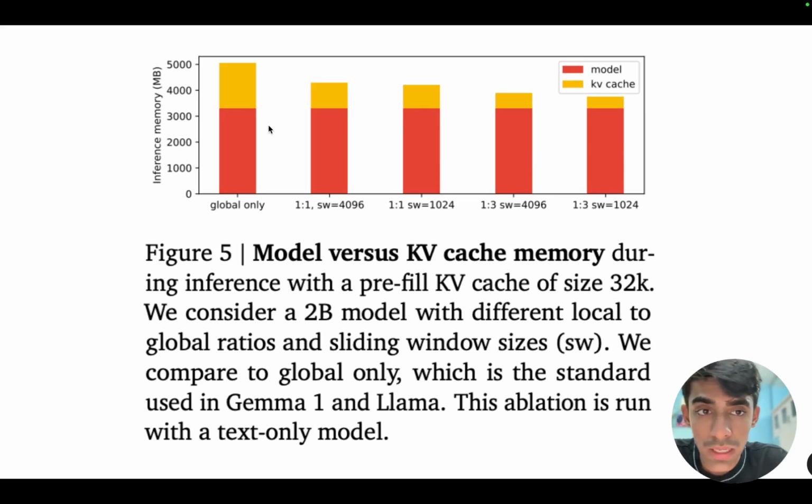If you see here in global, the ratio of inference memory in global and KV is pretty high, right? KV is taking a lot of cache here, but at 1:3 you will see it's taking only a small bit of cache. The number is 102 here for sure.